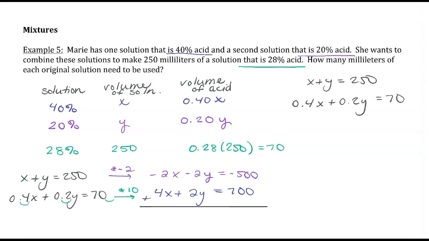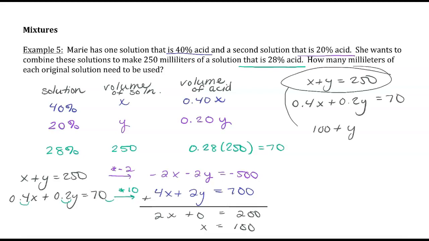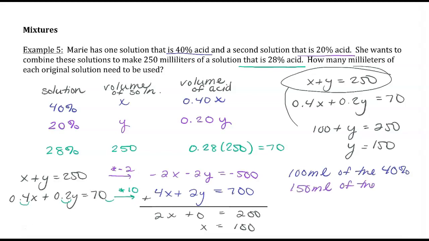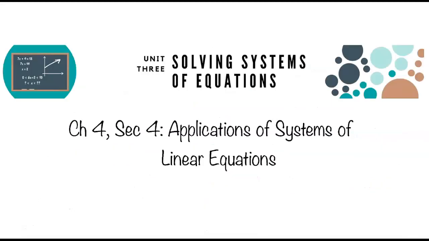Adding these two equations together, we have positive 2x plus 0 equals 200. This tells us that x must be 100. Knowing that x plus y must equal 250, this tells us that 100 plus y equals 250, or that y is 150. So now we know that Marie needs 100 milliliters of the 40% solution and 150 milliliters of the 20% solution. And we've successfully solved this mixture problem. And that will conclude this lesson on applications of systems of linear equations.